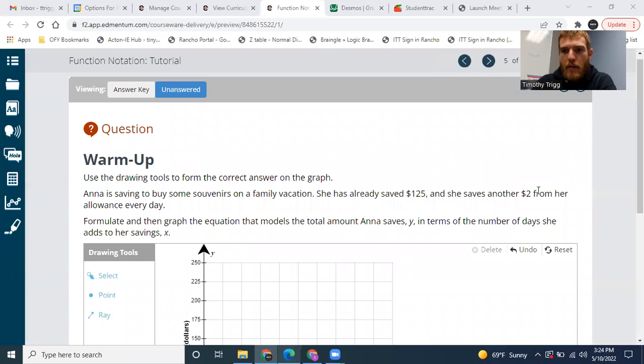Hello, math students. Today we're going to be going over the lesson on function notation. We're going to be going over the tutorial, the practice, and the mastery test.